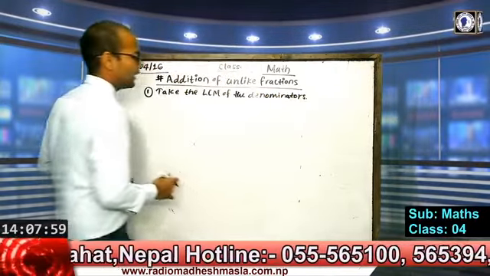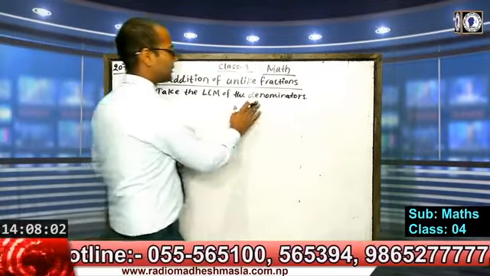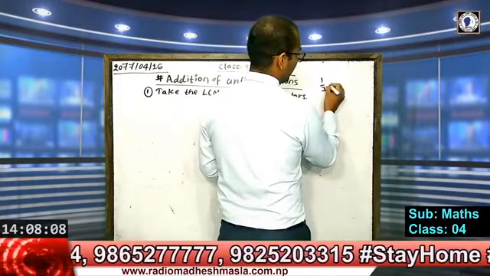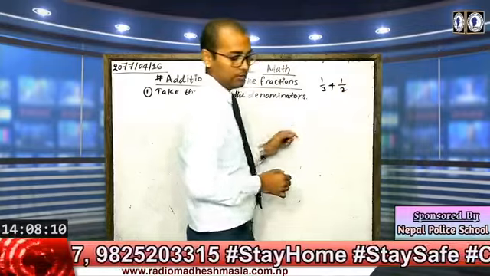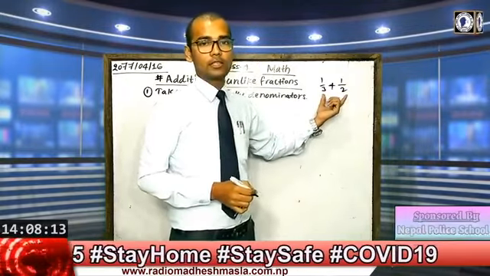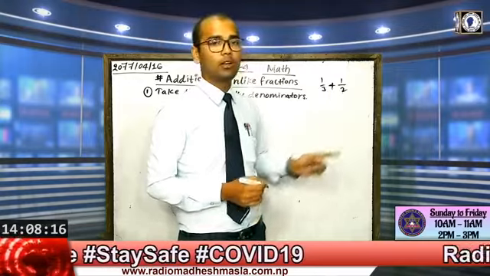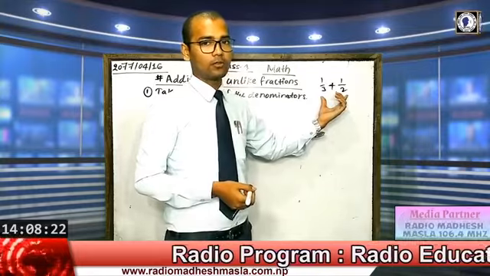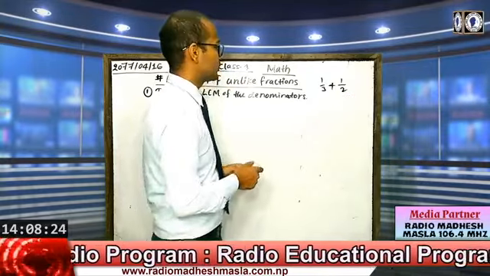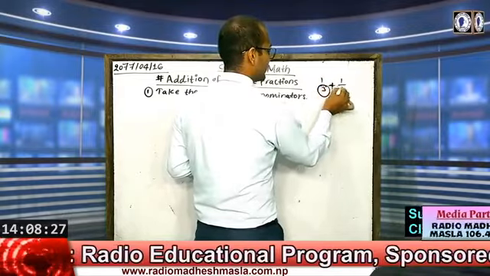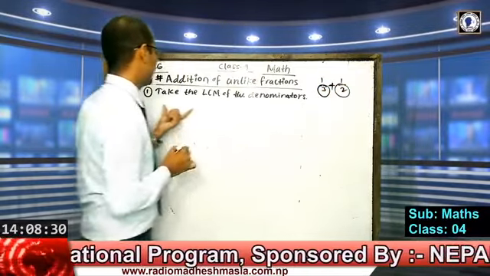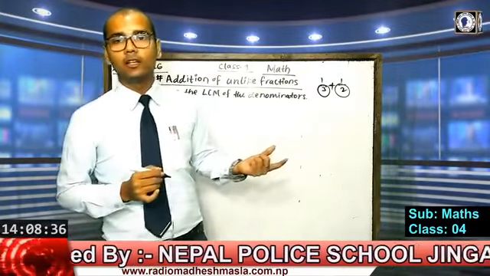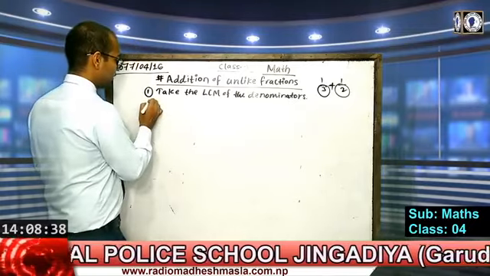As you know, students, suppose we are given 1 by 3 plus 1 by 2. We have two fractions, 1 by 3 and 1 by 2, and there is a plus sign. It means this is addition of unlike fractions. So first we should take the LCM of the denominators 3 and 2. Very good.